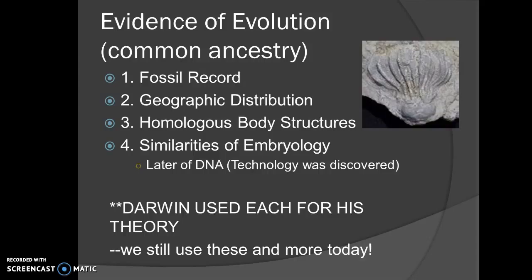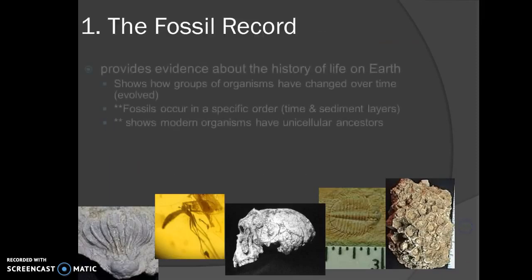Darwin at the time only had embryology to look at, but now we know about DNA. For heaven's sakes, DNA has been huge in this evidence of evolution. Technology became advanced, and we became understanding about how genes are found in DNA, and how DNA codes for proteins. And there's so much now that we know that he didn't then, but he still was able to put together the embryology. Darwin used each of these for his theory, and we still use these plus more today to gather even more evidence. Friends, there's been so much evidence gathered. We're going to talk about each one.